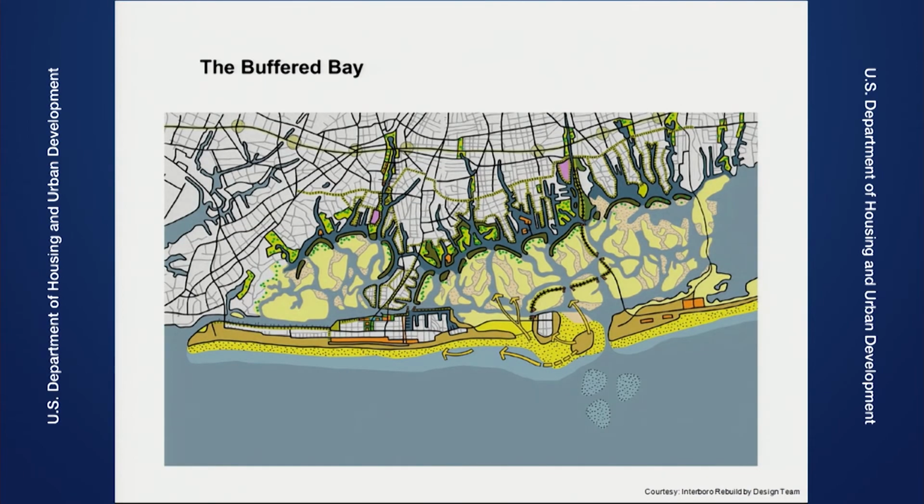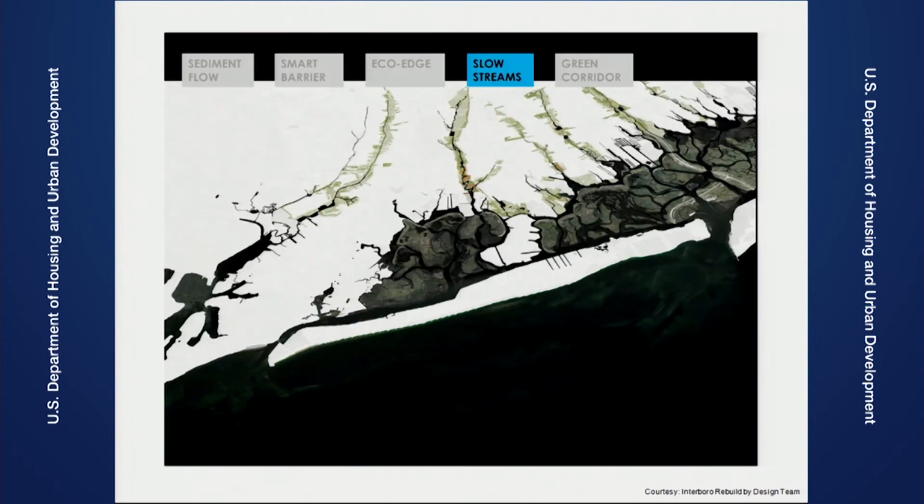So the Interboro team's proposal was a comprehensive and layered strategy for managing water that creates, in essence, a buffered bay. The strategy included managing sediment flows, creating smart barriers for surge protection, enhancing ecological edge conditions, maximizing the ability of streams to slow water flow, and the creation of green corridors. The element of the proposal that received HUD funding to help implement was the slow streams element.